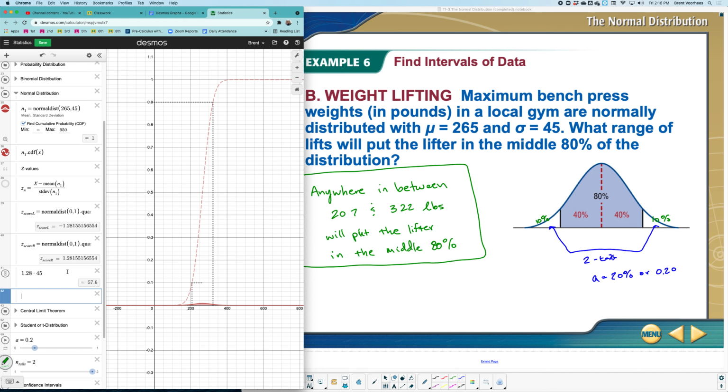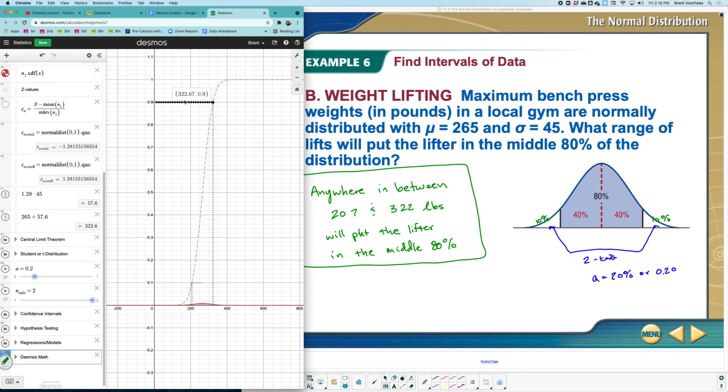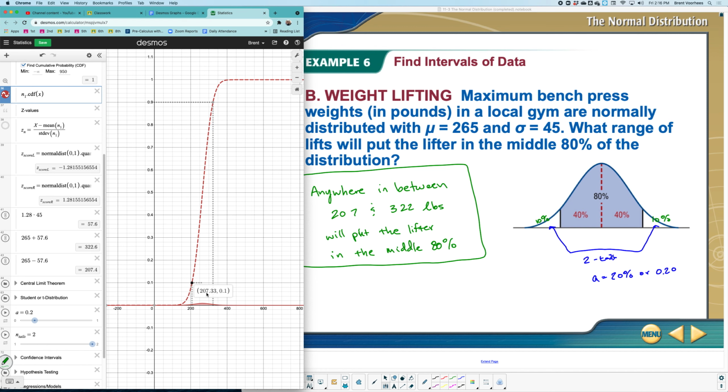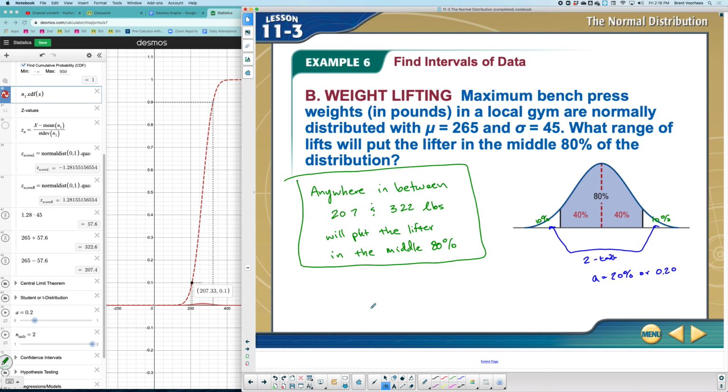So I would take my median, or my mean, and the median is the same thing on a normal distribution, and add that 57.6, and we get 322.6. Then I would do the same thing, but 265 minus 57.6, 207.4, 207.3. You can see how similar they are. Anywhere between 207 and 322 pounds will put the lifter in the middle 80%.